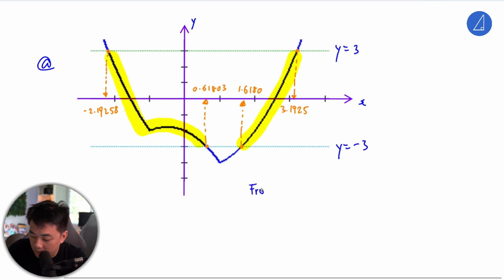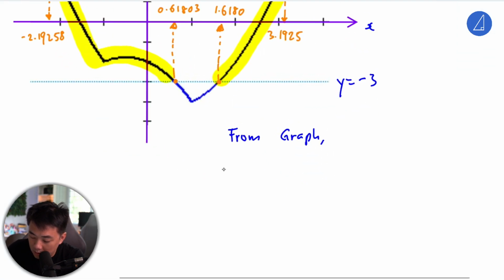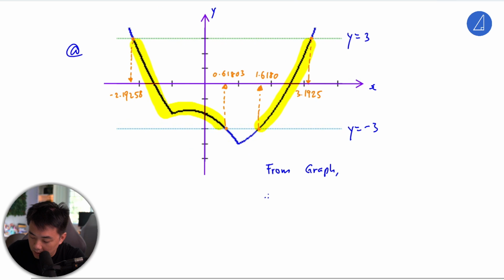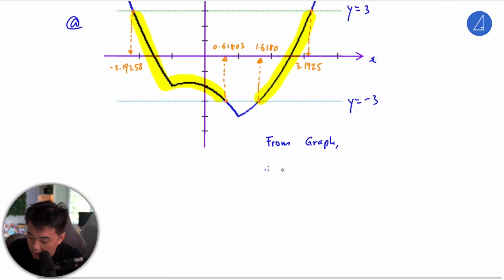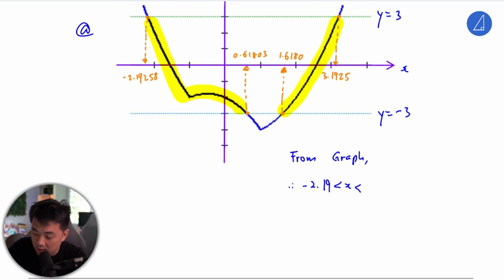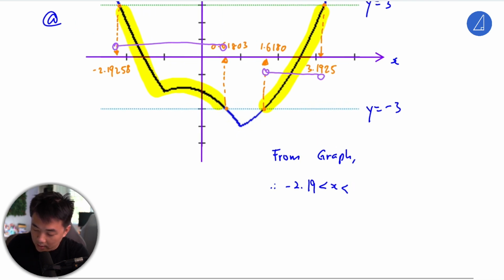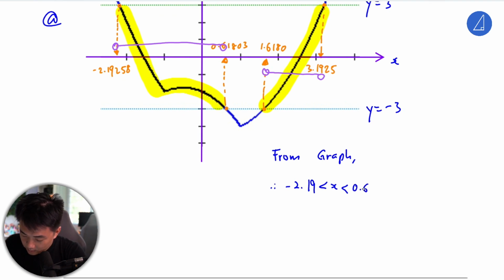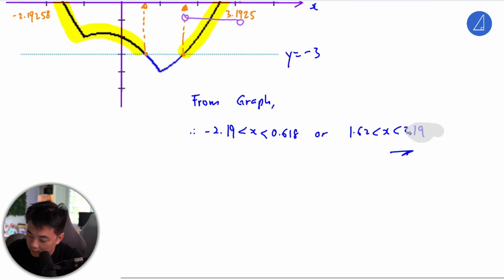from graph, solution, right? So x is between, they do not need to be equal, so meaning to say minus 2.19 between x to, because these are the region, right? Between it, not equals to here. Let me just draw it out. The solution will be here to here, then I'll reach here to here. And write it down. 0.618 or 1.62 x 3.19. Okay, so that's how you do the first part there.